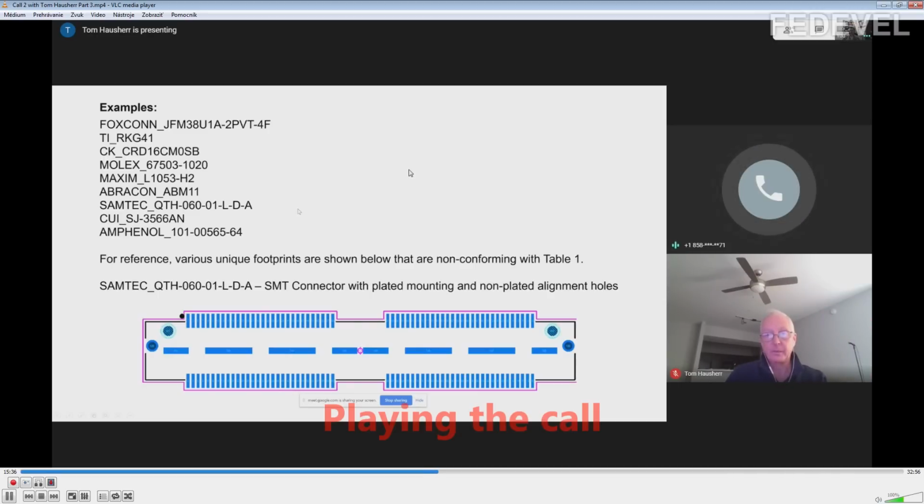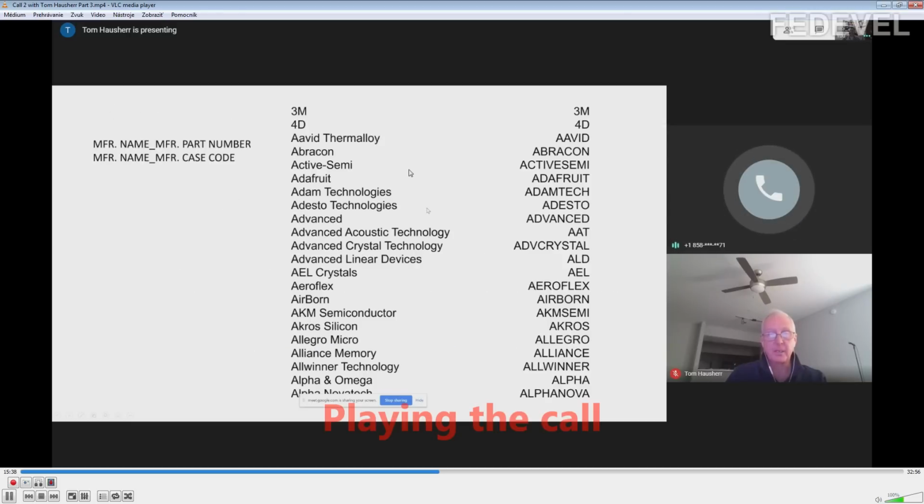I do that. And if I were to switch slides here, we have an abbreviation. See, over on the right hand side, we have all the abbreviations for all the manufacturers. I would never have a footprint name called Advanced Acoustic Technology. Too many characters. AAT is the footprint name. Then I either use the part number or the case code. Now I always use the part number when it's a unique part, and only that part number is good for that one package. But if that package could be used with multiple part numbers, then I use the case code.